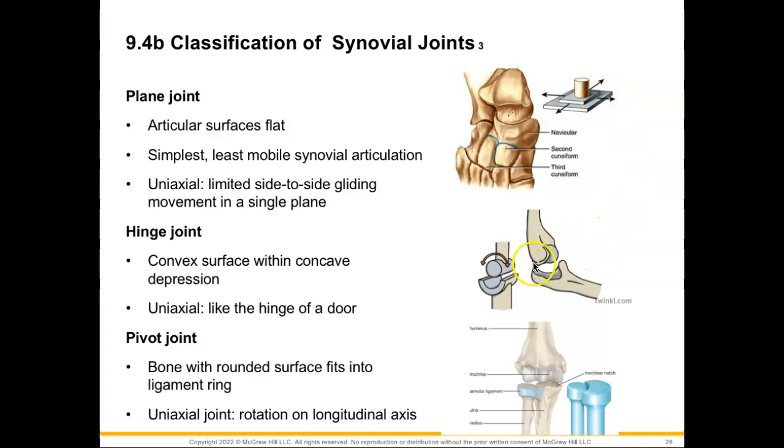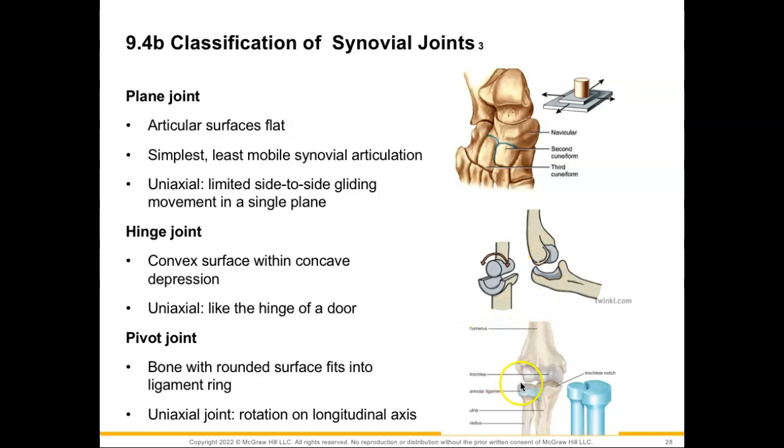Next, we have our hinge joint, and our example of this is the humerus coming into contact with the ulna, the trochlear notch to be specific, and we'll see that we have a convex surface, which would be our trochlea of the humerus, or represented by this illustration, that would fit within a concave depression. So that would be that trochlear notch of the ulna. And this would also be uniaxial, kind of like a hinge on a door. We would only have movement in one plane. So this would be flexion and extension at the elbow joint.